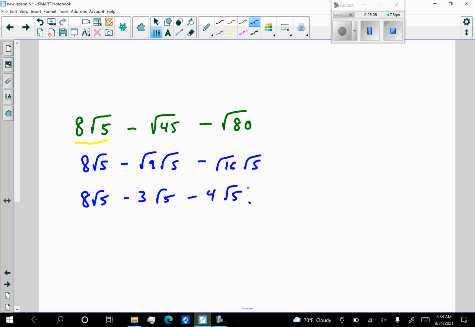And now how many apples do I have? And I'm going to add up all the square roots.